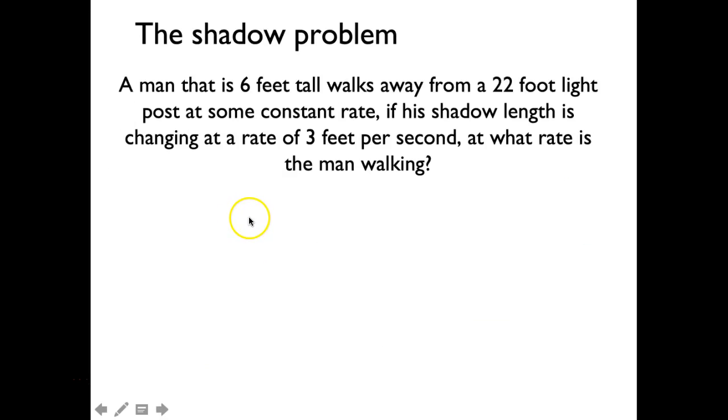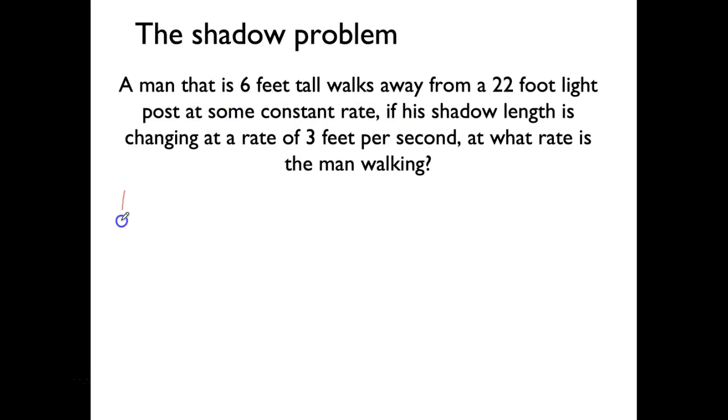Okay, the shadow problem is another problem they like to ask on the test. So this one is probably the one that people find pretty difficult to solve. They just forget steps on this one. It's not as easy to see things on this one as it is on the ladder problem and other ones. A man is 6 feet tall and walks away from a 22-foot tall post at some constant rate.